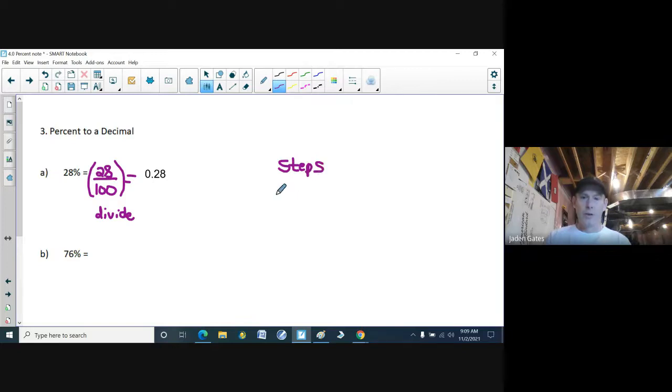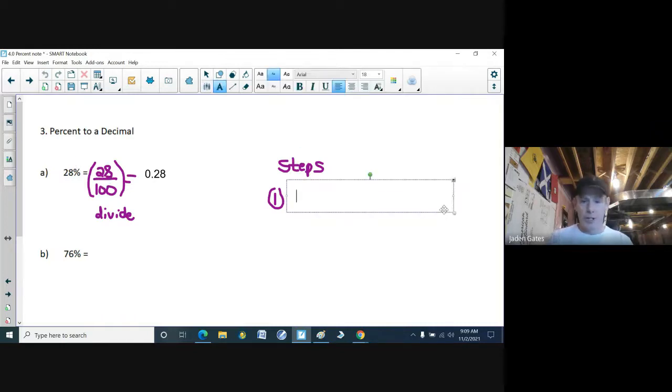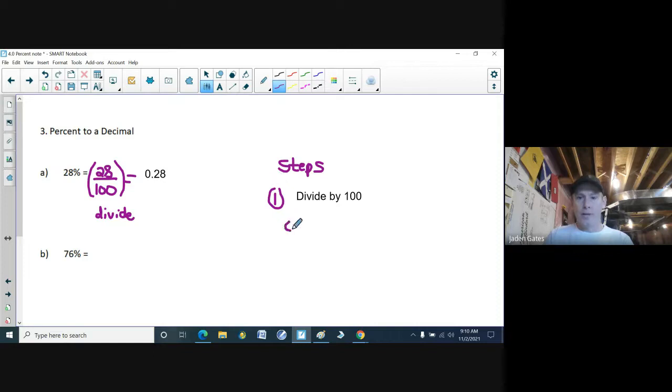So there are two different ways. Number one, all we did was take that 28 and divide by 100. So that's one step to do it. Just simply divide by 100. Or there's another way of doing it.